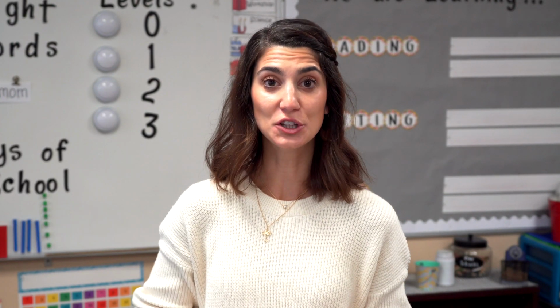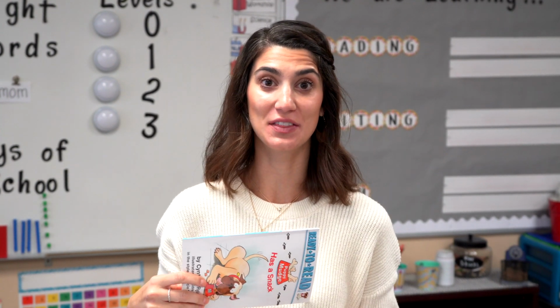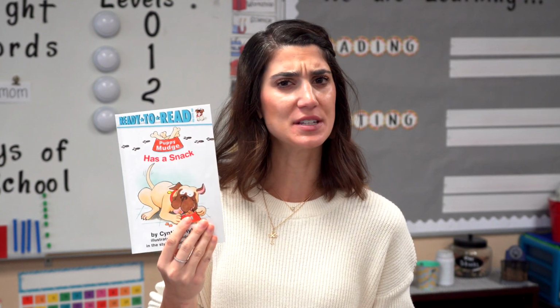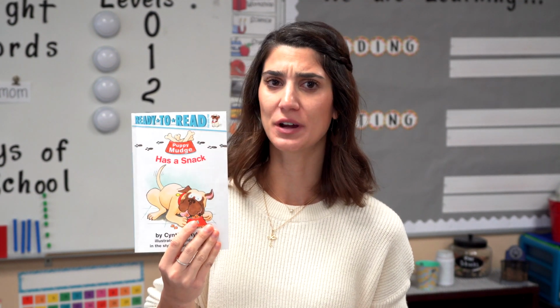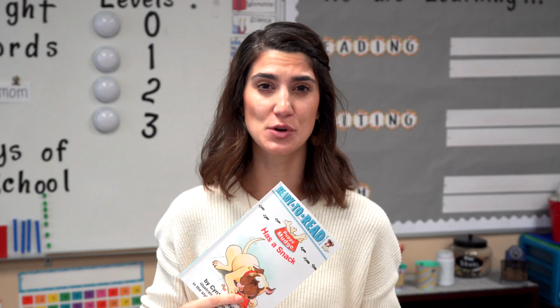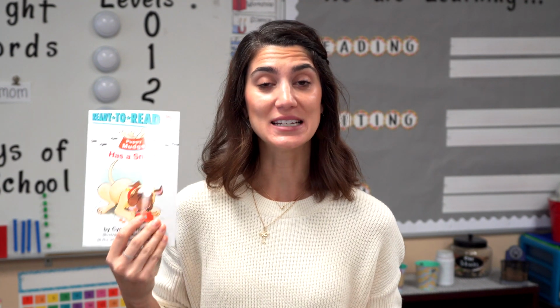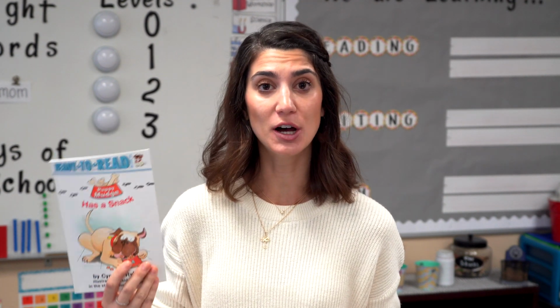Readers, today we're going to look again at our story, Puppy Mudge Has a Snack. And you guys did a great job yesterday of answering the comprehension questions based on this story. Did you notice yesterday when we were reading this story that at some parts the author was telling us exactly what Henry was saying? That's called dialogue. And we can tell that there's dialogue in the book by these special signals that are called quotation marks.